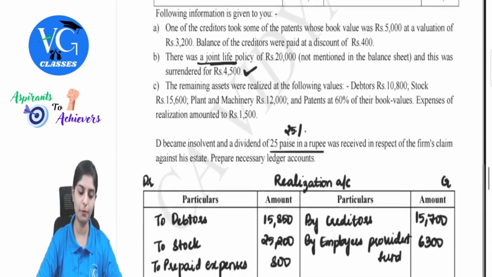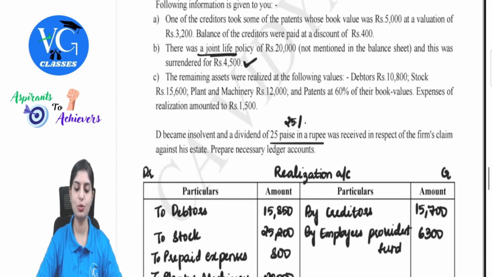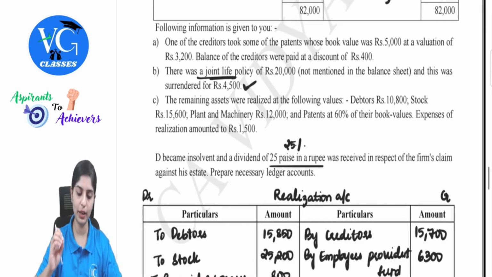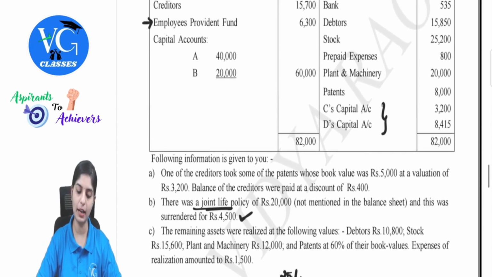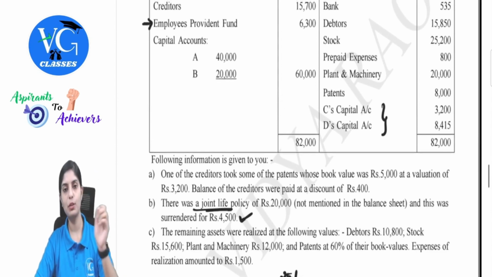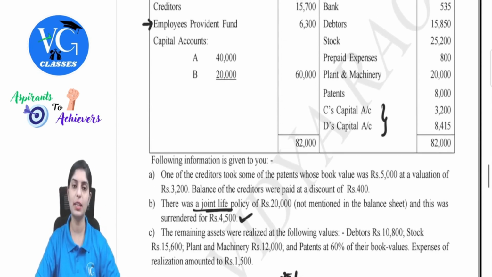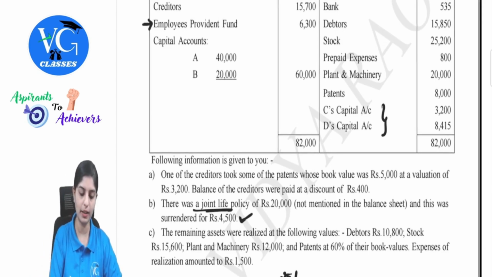Moving on to additional information. One of the creditors took some of the patents whose book value was 5,000 at a valuation of 3,200. So with respect to exchange of asset for liability, the patents' book value was 5,000 at a valuation of 3,200. Balance of the creditors were paid at a discount of 400. For this, there will be no entry.